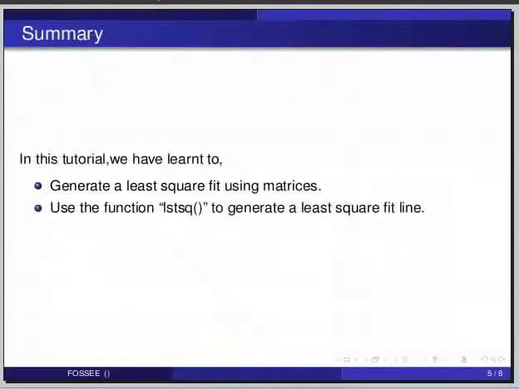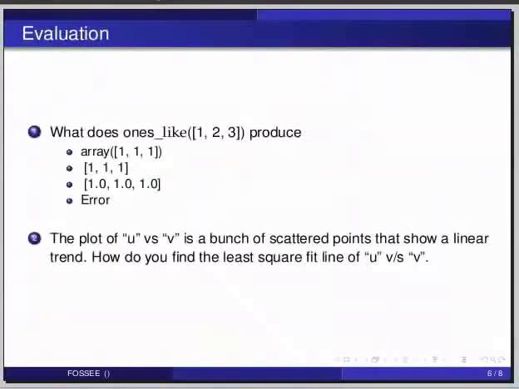So here are some self-assessment questions for you to solve. What does ones_like of [1, 2, 3] produce? The options: array([1, 1, 1]), then just [1, 1, 1] in square brackets, then in square brackets [1.0, 1.0, 1.0]. Then the fourth option is error. And the second question is, the plot of u versus v is a bunch of scattered points that show a linear trend. How do you find the least square fit line of u versus v?